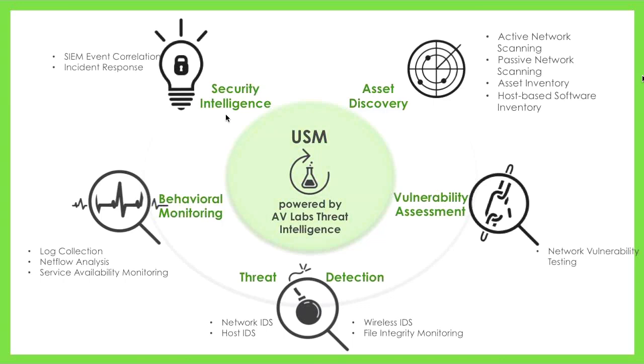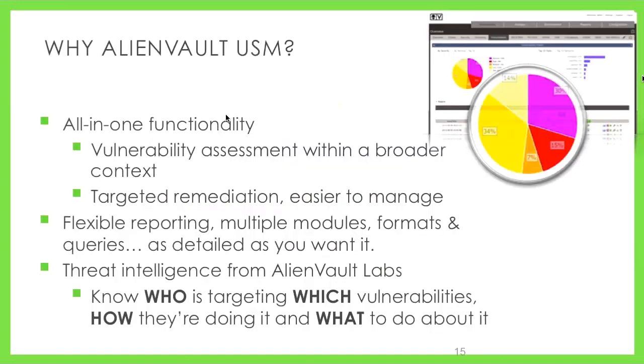We have 1,500 event correlation rules that come out of the box with the product. That's going to help you have targeted incident response for when things are happening in your environment, when vulnerabilities are getting targeted. And all of that is continually updated weekly with our AlienVault Labs Threat Intelligence, which I'll talk about here in a couple minutes.